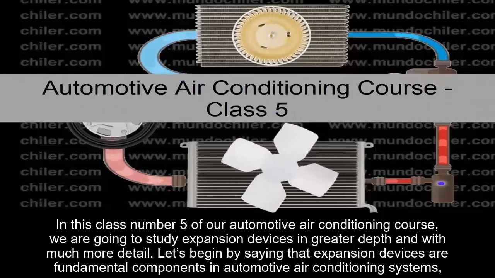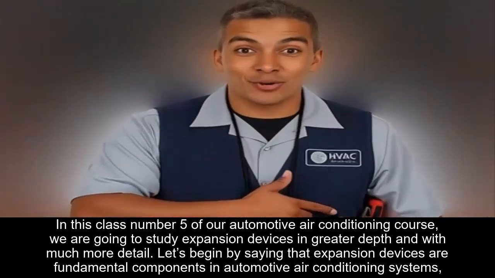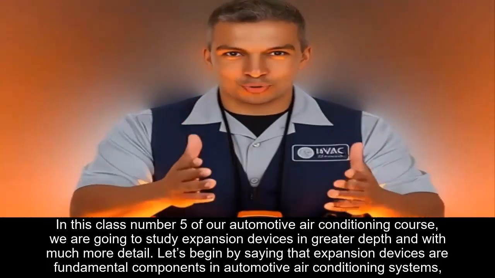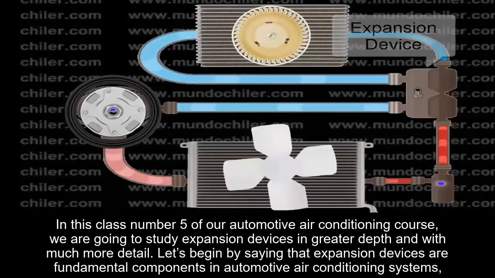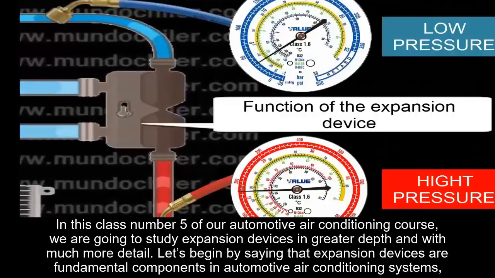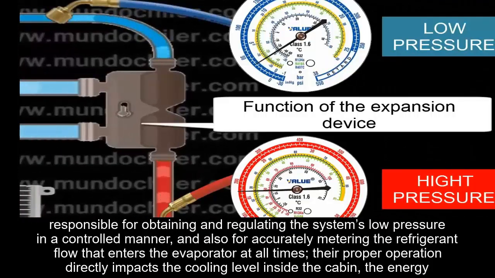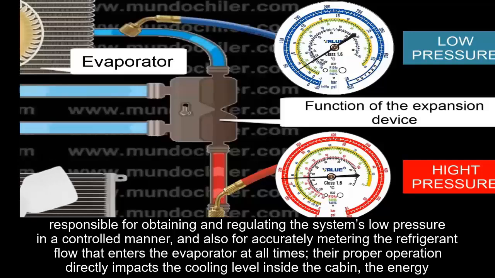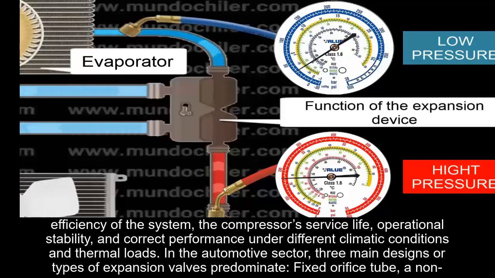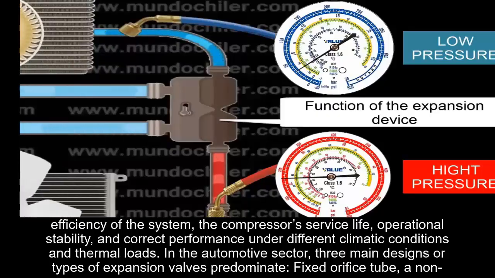In this class number 5 of our automotive air conditioning course, we are going to study expansion devices in greater depth and with much more detail. Let's begin by saying that expansion devices are fundamental components in automotive air conditioning systems, responsible for obtaining and regulating the system's low pressure in a controlled manner, and also for accurately metering the refrigerant flow that enters the evaporator at all times. Their proper operation directly impacts the cooling level inside the cabin, the energy efficiency of the system, the compressor's service life, operational stability, and correct performance under different climatic conditions and thermal loads.